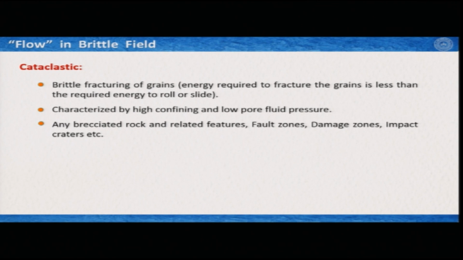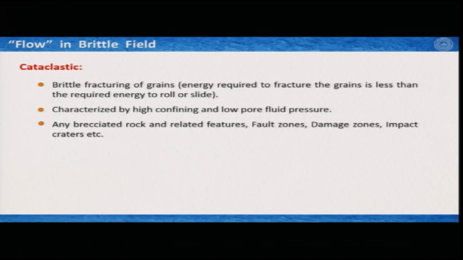Now we will look at the last one, that is the cataclastic deformation in the brittle field. Cataclastic deformation is very similar to what we have learned with the localized deformation. Localized deformation happens along a narrow zone, but cataclastic deformation happens over a very large area, large scale, but the mechanism is more or less the same.